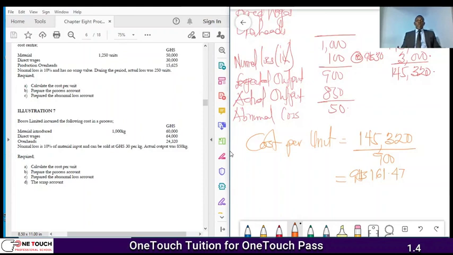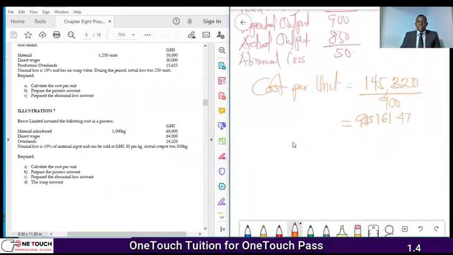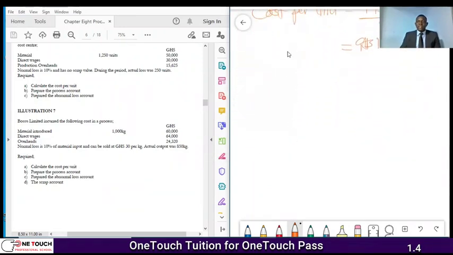Good. So that's the cost per unit of good production. Now, what's the next thing to look at? The next thing for us to look at is to prepare the process account, the abnormal loss account, and the scrap account. Good. So let's look at how we're going to go about that. So this is the process account.